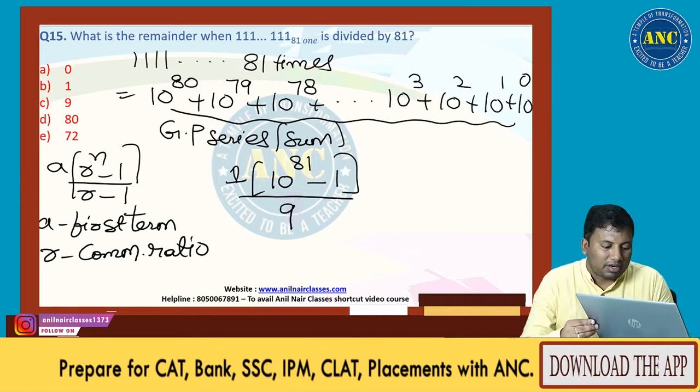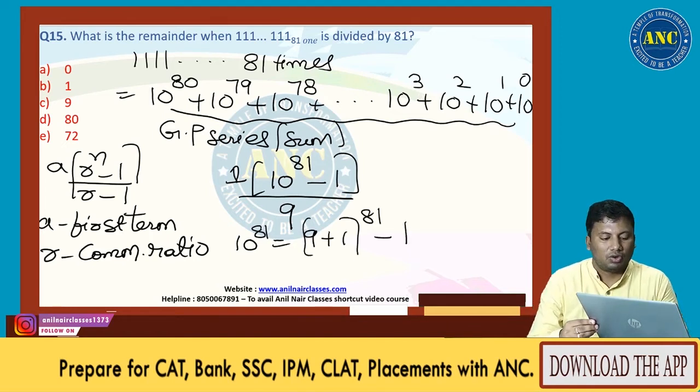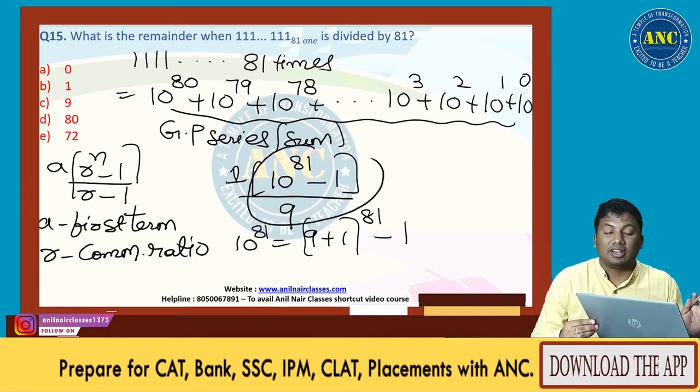Now 10 power 81 is nothing but 9 plus 1 power 81, minus 1. Till here it is clear. This is the traditional method, how students will waste their time solving. Then I will tell you another method.